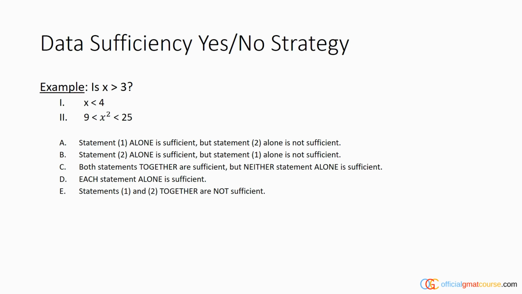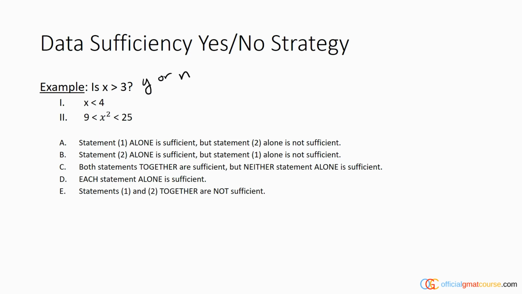So another tip on data sufficiency is always look at the two statements and start with the easier of the two. I think statement 1 is easier, so I'm going to start with statement 1. It's shorter, it's more concise, there's less going on. This has a square, 2 inequalities, it looks super confusing. So we're going to start with statement 1. Is x greater than 3? Yes or no?